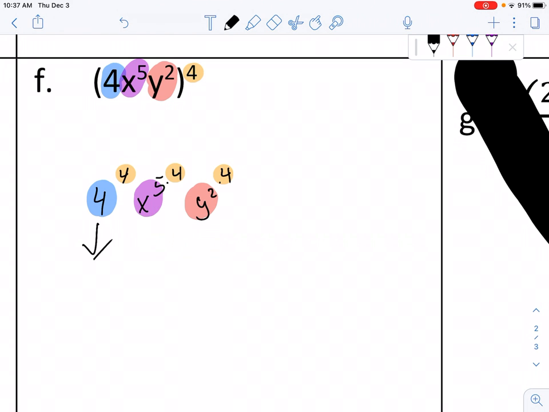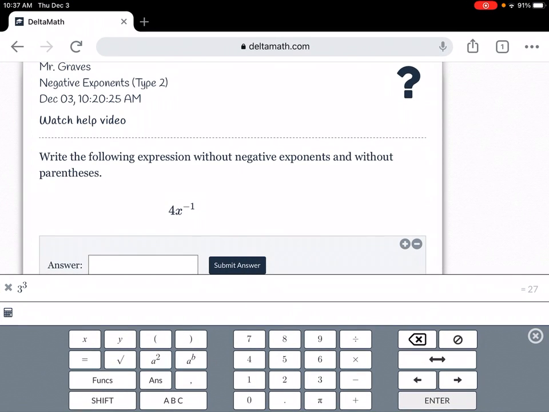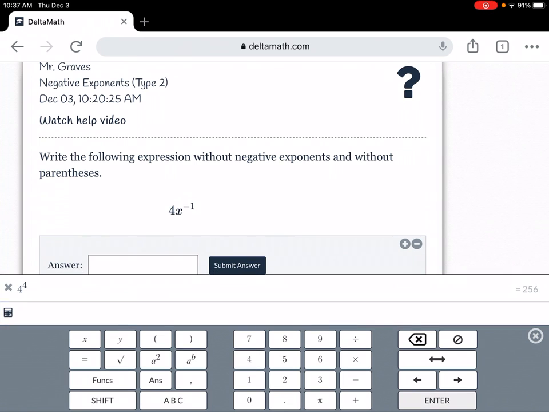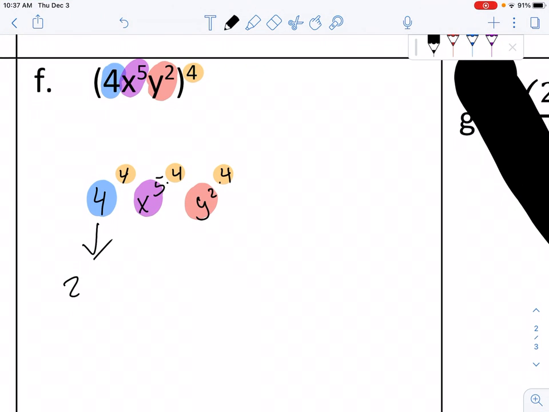So 4 to the 4th, we already worked that one out, but I'll show you again on the calculator. We're saying 4 raised to the 4th power, and that's 256. X to the 5 times 4 is x to the 20th, and y to the 2 times 4 is y to the 8th.